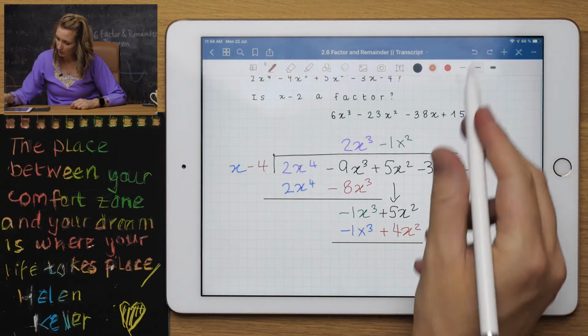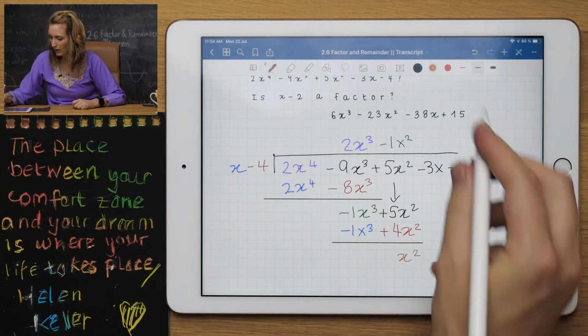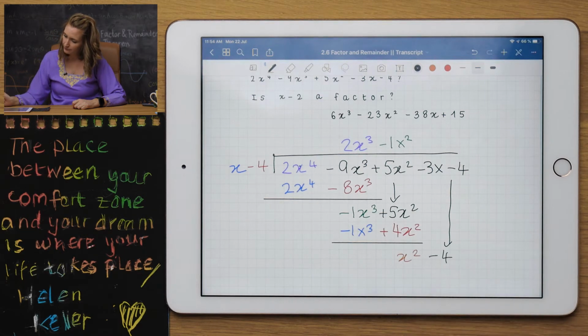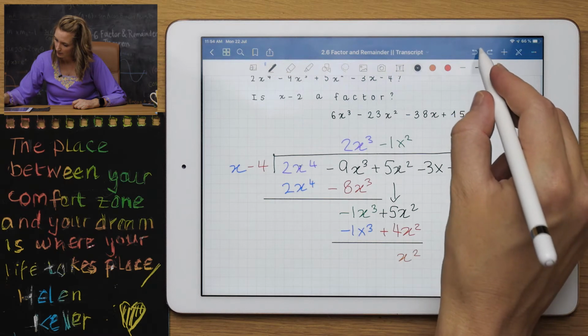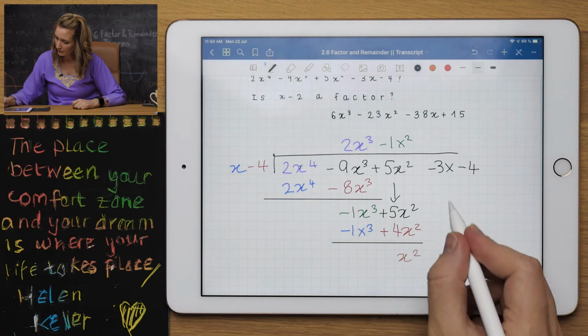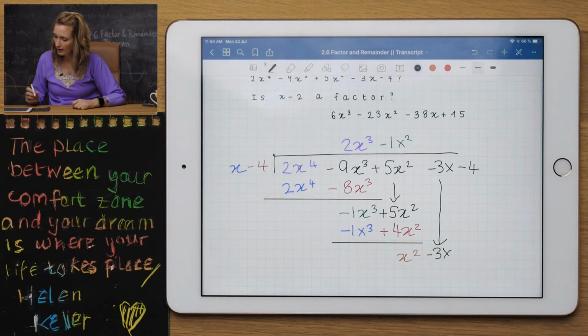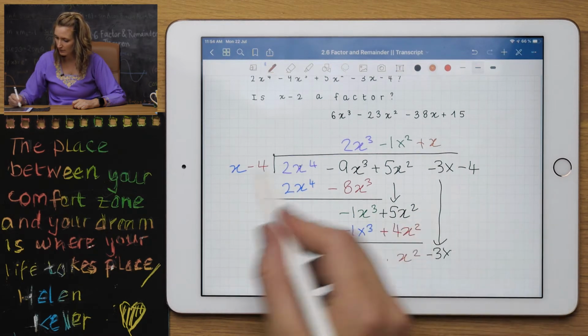This will be 0 when we subtract. Plus 4x squared minus 4x squared will be x squared. We drag down the next one, minus 3x. Space that out a little bit. So the next one to drag down is minus 3x. This will be plus x.